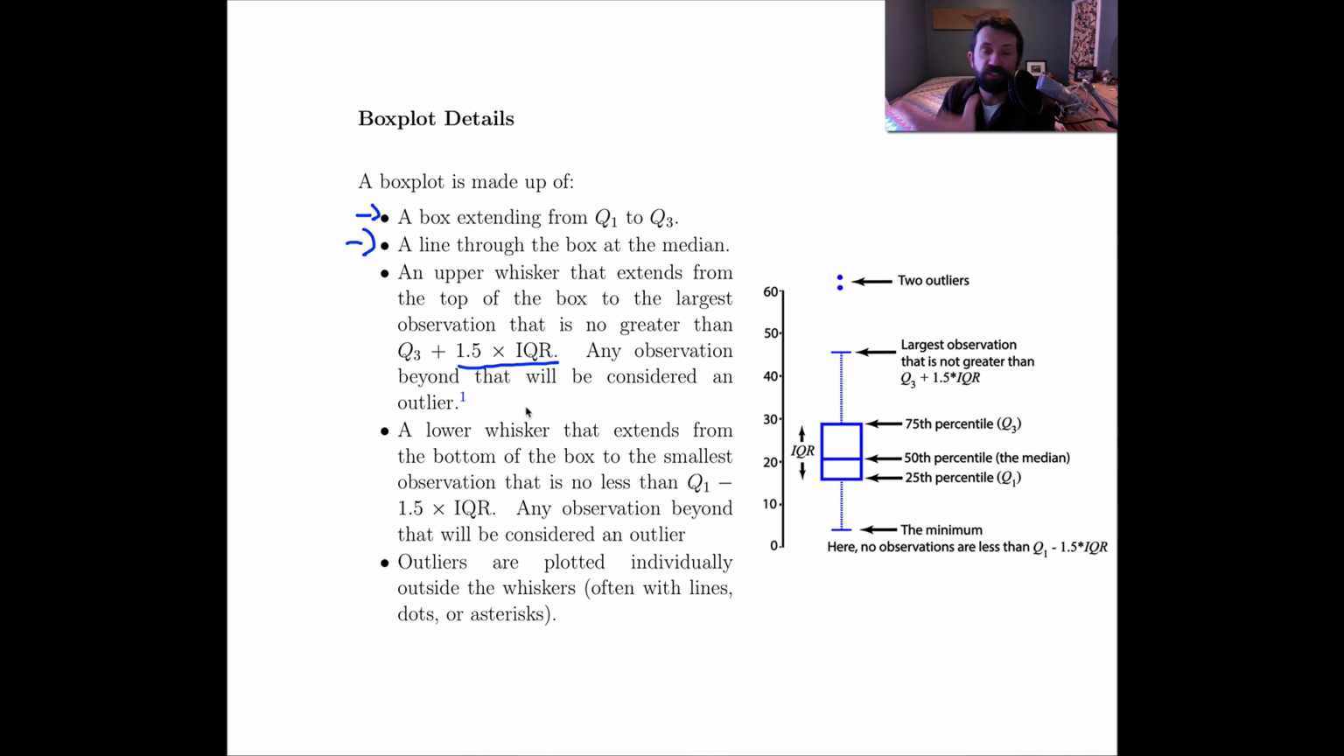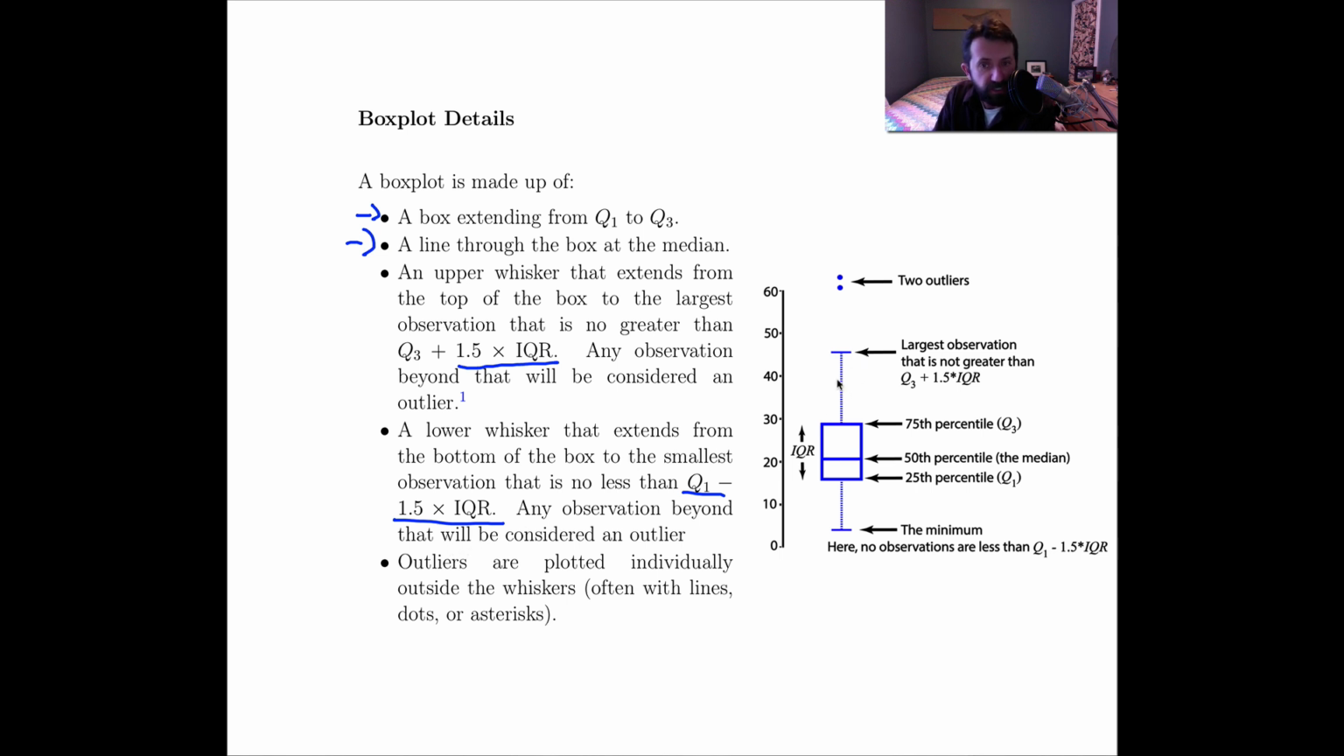Or let's say it's an extreme value. It's getting plotted in there individually. Same thing on the bottom end. That lower whisker is going to go from Q1 downwards until it hits the minimum, say, but not if it's farther than Q1 minus 1.5 times the interquartile range.